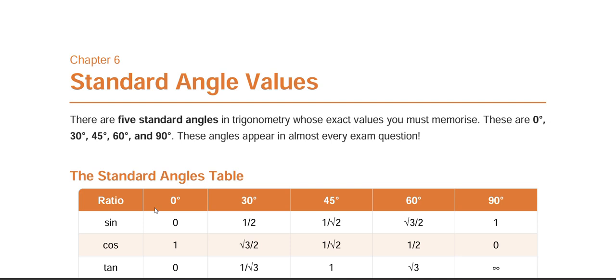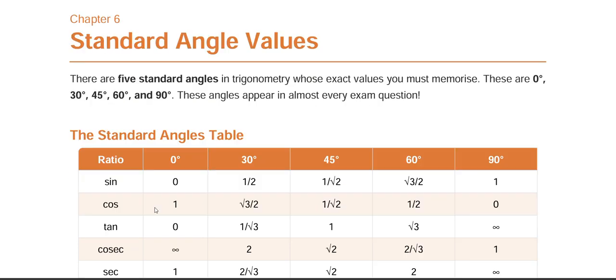There are 5 standard angles in trigonometry whose exact value you must memorize. These are 0 degree, 30 degree, 45 degree, 60 degree and 90 degree. These angles appear in almost every exam's question. This is a critical chapter, standard angle value. So let me give you the easiest trick ever for sine value.